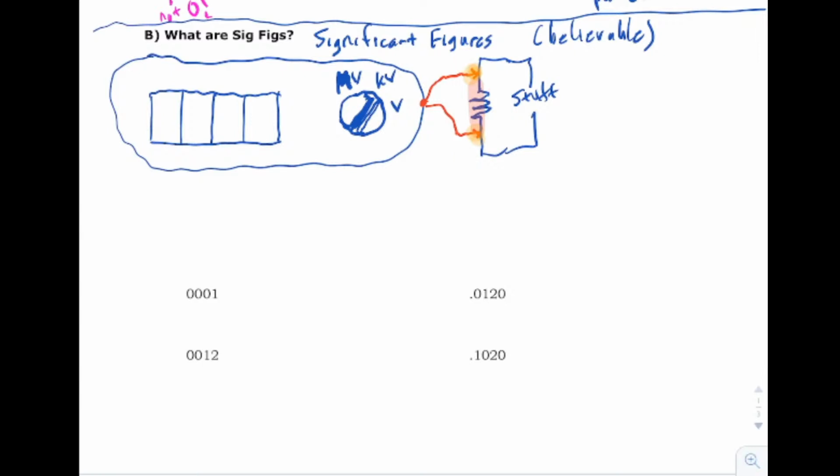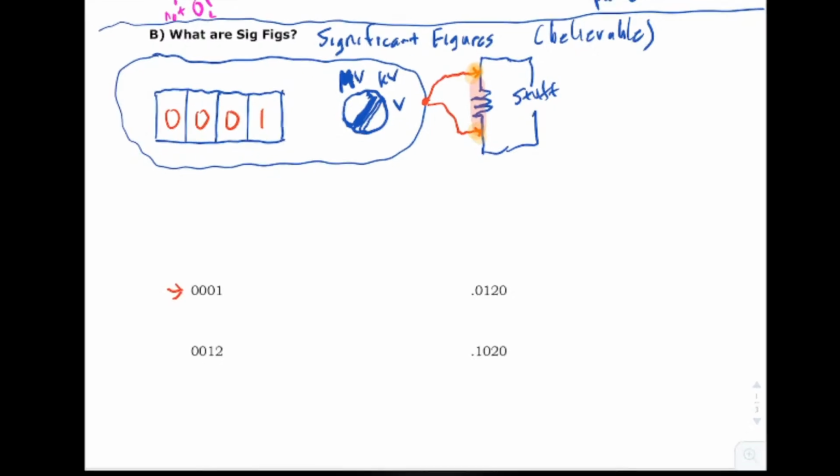So here's the question. Let's say you hitch up this meter and it says 0, 0, 0, 1. Let's say your meter says that.